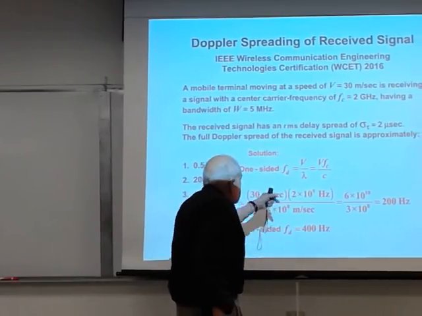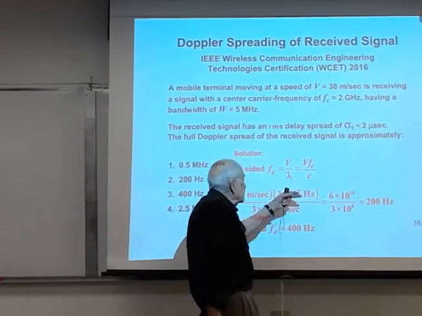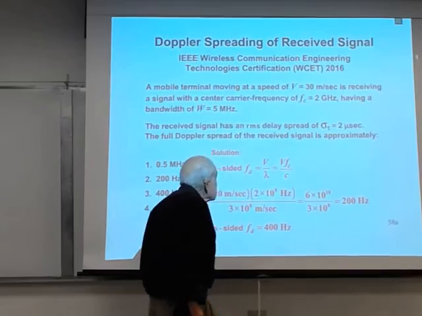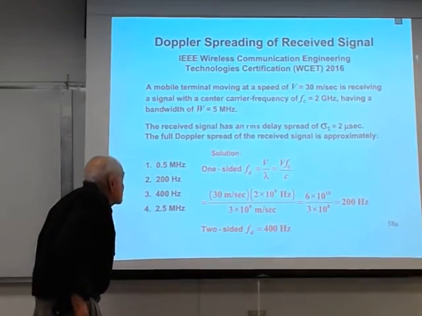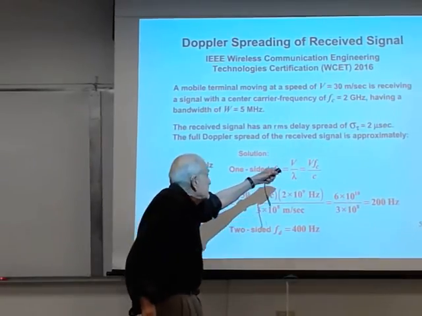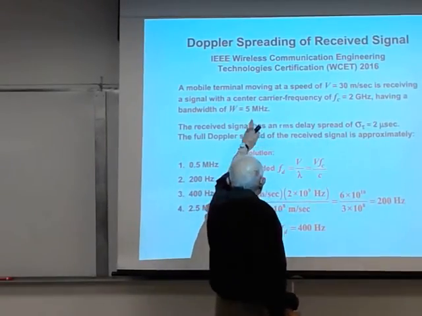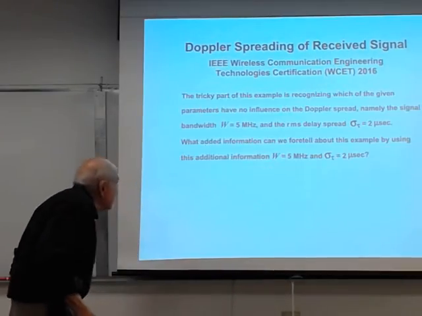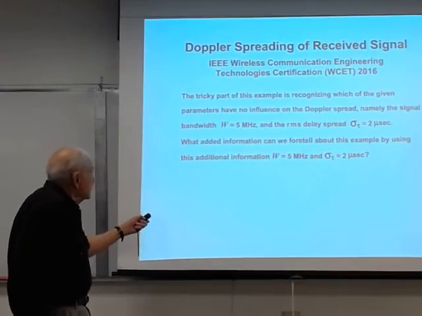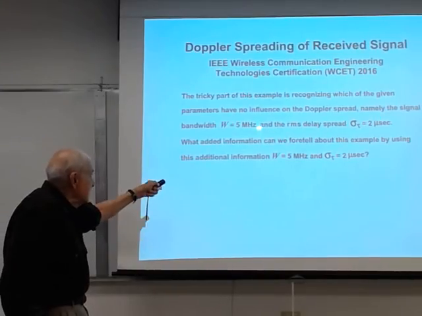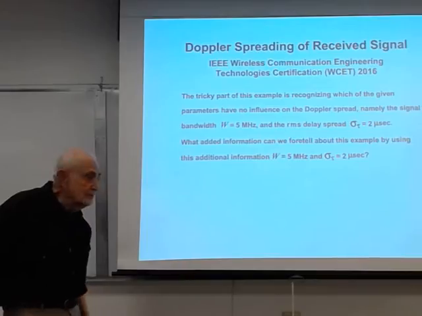these are the parameters: the velocity and the wavelength, the speed of light and center frequencies. So notice which had nothing to do with this problem is the delay spread of 2 microseconds, and the bandwidth of 5 megahertz had nothing whatsoever to do with it. So if you made a mistake of trying to use that in your answer, that would really louse you up.